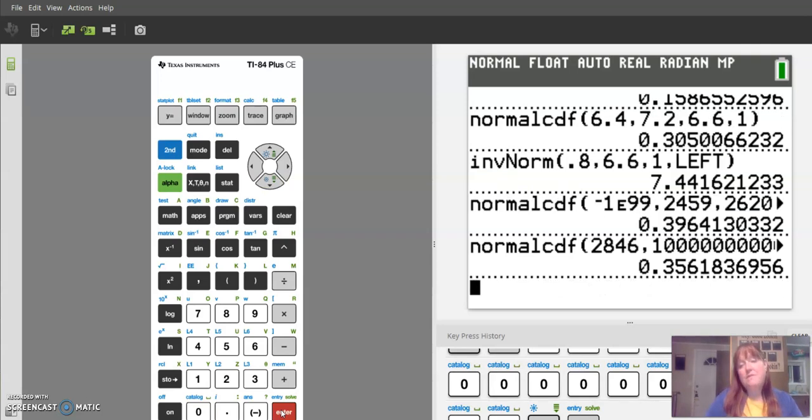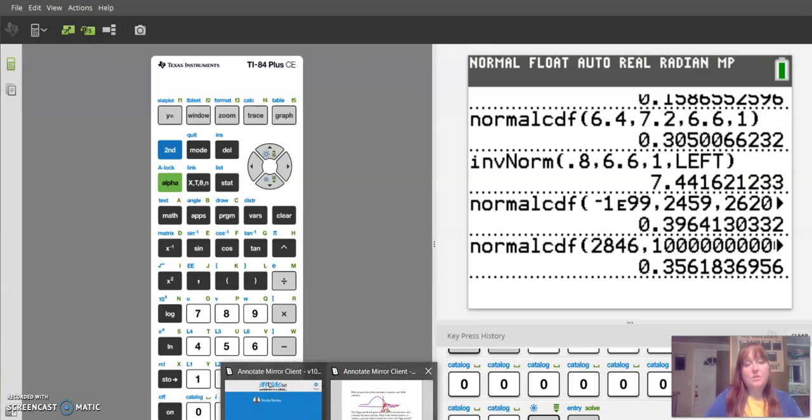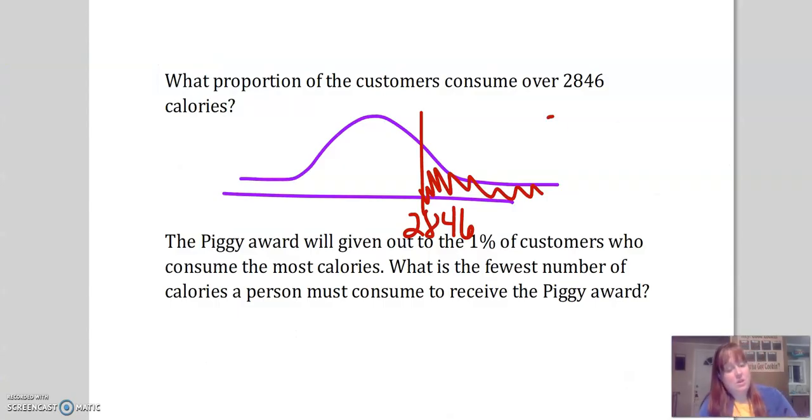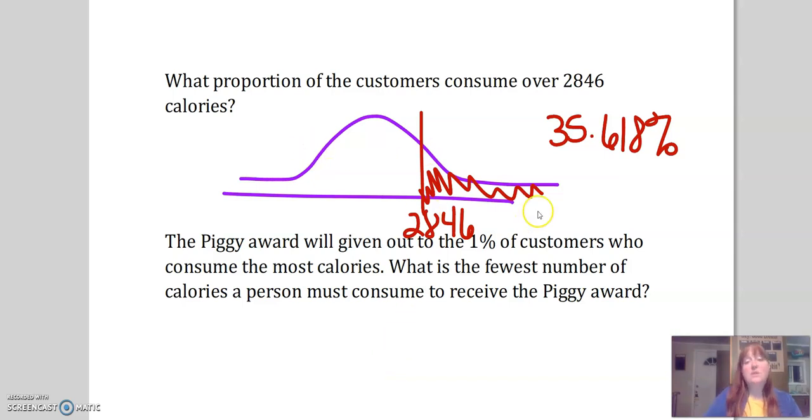And we have 35.618. So 35.618% of people are up here on the top. If I picked any random person out of everybody that's sitting at the Chinese buffet today, I have a 35.618% chance that that person has consumed more than 2846 calories.